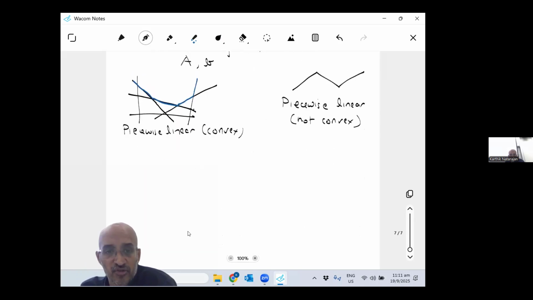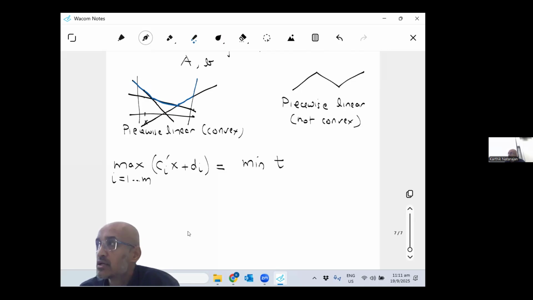Maximum. How can I write this? The max. So for any given x, okay, so think of x as being fixed now. I'm just evaluating this function. It's a function evaluation. So I give you a particular x. I want to evaluate the function. So it could have been this point, this point, this point, or this function all the way down. There are four values. I want to pick the maximum. I can write this as minimizing t subject to t exceeding the max.